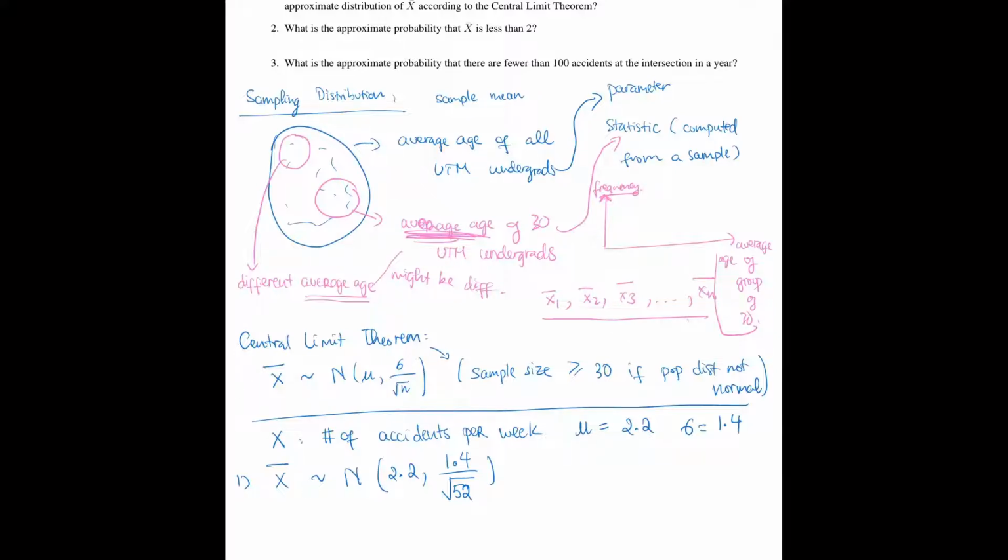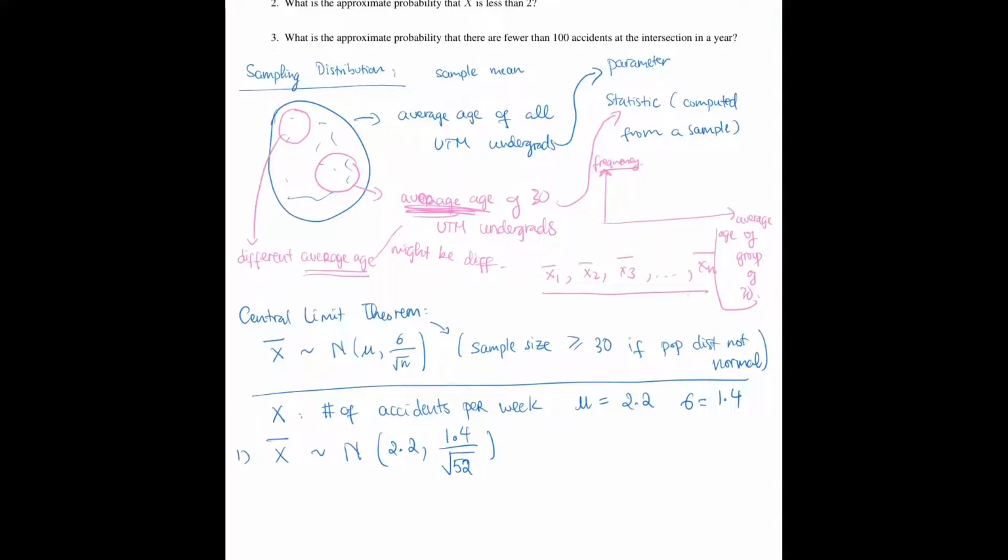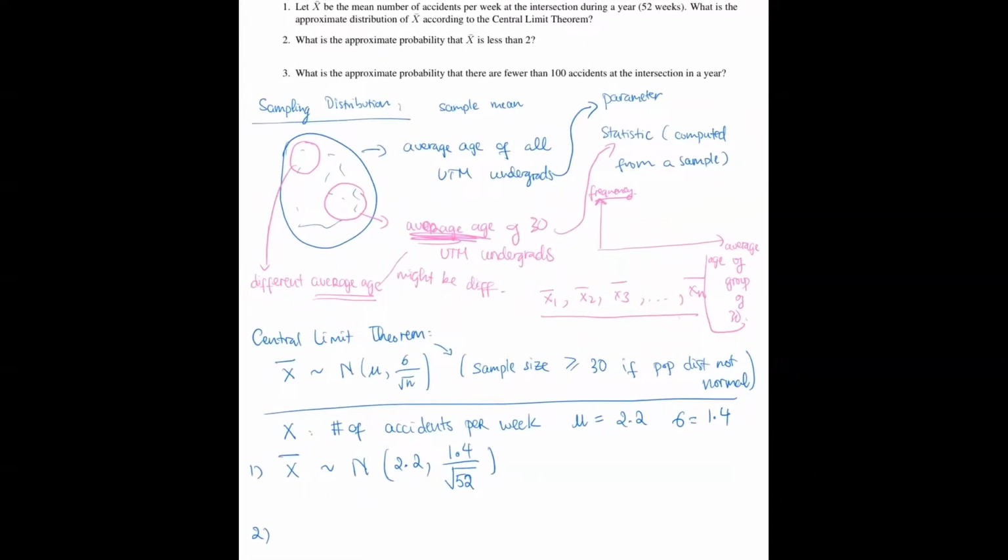If you are confused, you should stop and maybe look back at the lecture slide or the textbook to make sure that you grasp the concept well before we proceed any further. So that is the question for part 1. Question for part 2, we want to find the probability that X bar is less than 2.